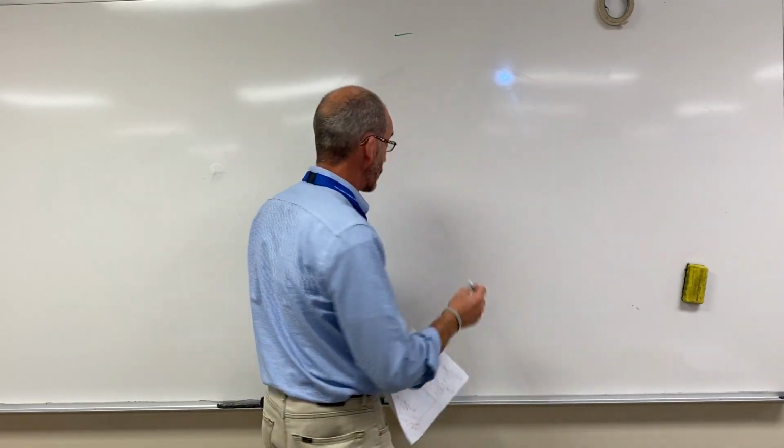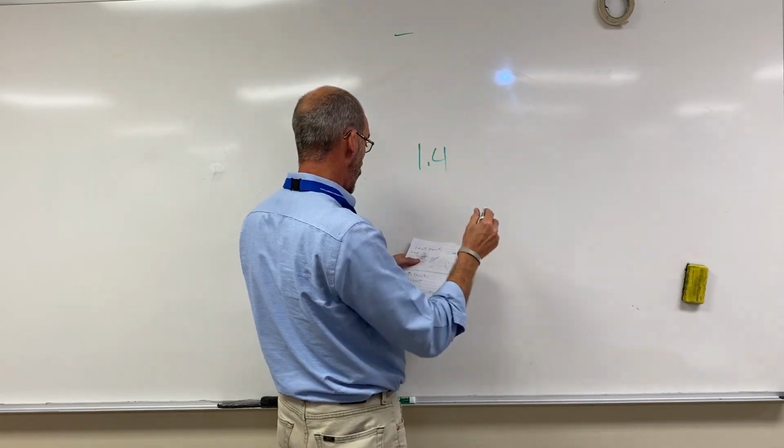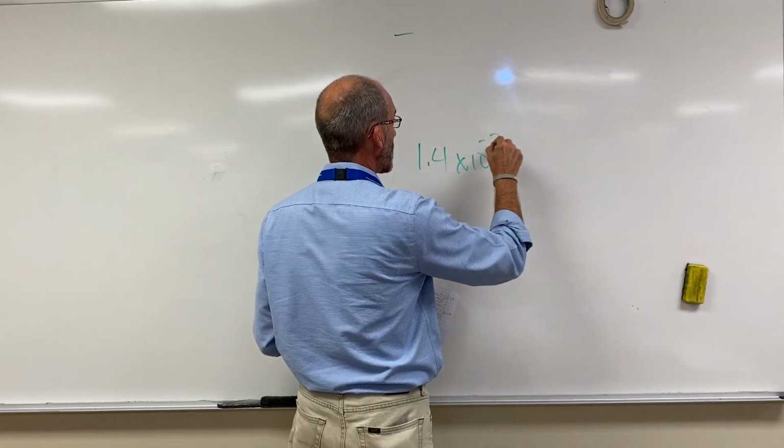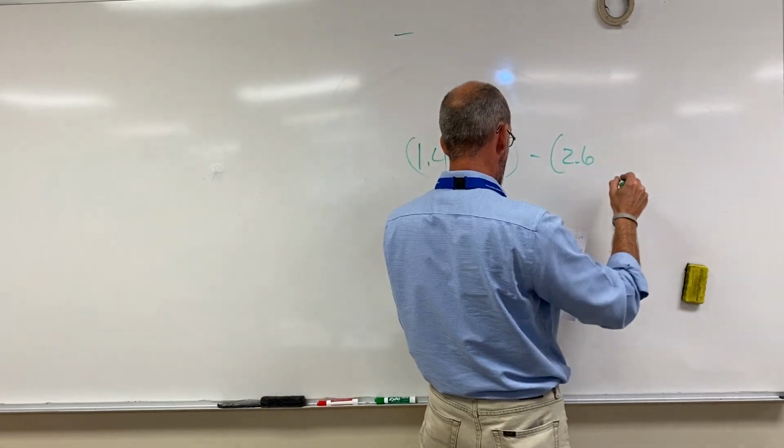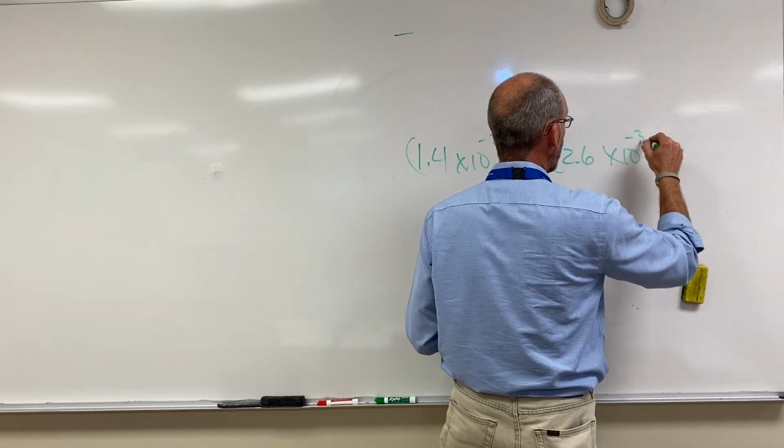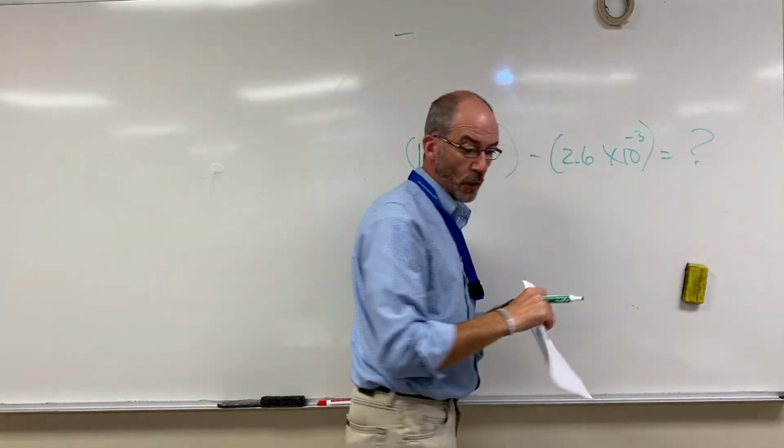I'm going to give you a problem. Here's what it looks like. It's 1.4 times 10 to the negative second minus 2.6 times 10 to the negative third. Okay, what would that equal?